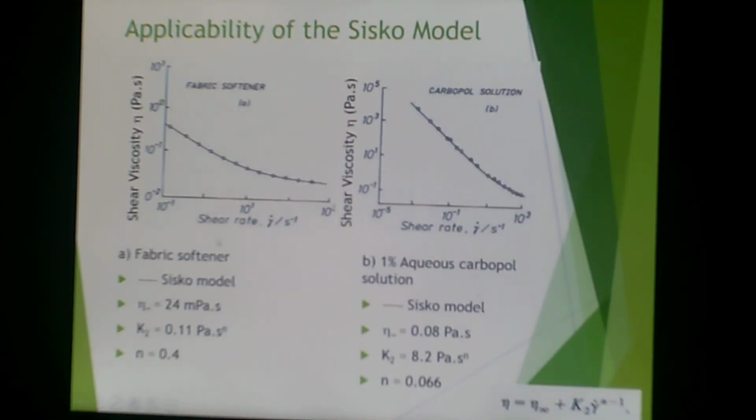So again, we have the applicability of the Sisko model to actual experimental data. And so here we have the Sisko model, that is the solid line, and the dots are the experimental data, and as you can see, it fits quite well here in this approximation of fabric softener with viscosity versus shear rate. And here you have a Carbopol solution with these parameters fit into this equation being the Sisko model. And it fits this one quite well also. So again, the solid line is the Sisko model and the dots are the experimental data.